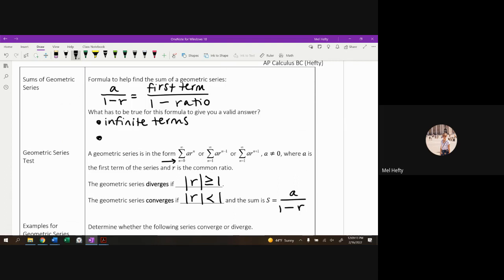And to use that formula, our series has to converge. So our absolute value of R has to be less than 1. The series has to converge. So when we're thinking of converge, diverge here, kind of the same thing with a number versus infinity. For something to converge or for something to have a sum, those are the same thing. So if I have a sum, my series converges. If I don't have a sum, usually meaning it's too big, my series diverges.